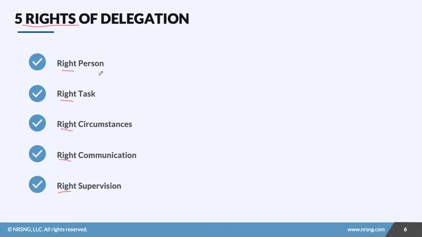For the right person, ensure the person is authorized by the facility, the institution, and the state to perform the task. Make sure that it falls within their license.